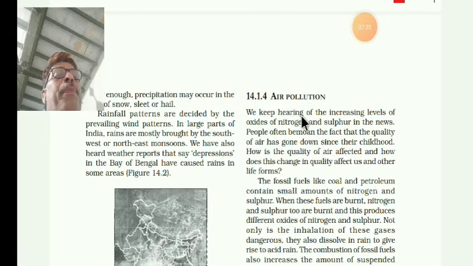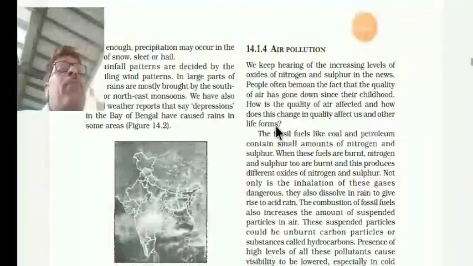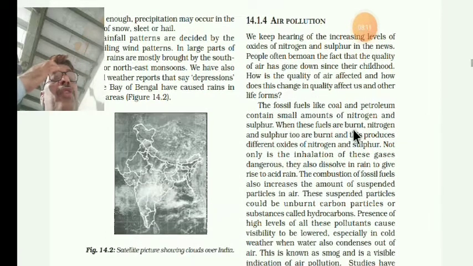You keep hearing in the news about the increasing level of oxides of nitrogen and sulfur. People often bemoan the fact that the quality of the air has gone down since their childhood. Nowadays, the air quality has become worse. How is the quality of the air affected, and how does this change affect us and other life forms? We will discuss all this here.